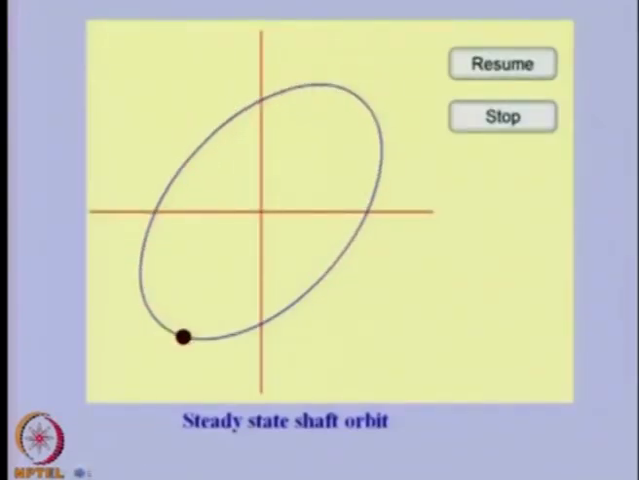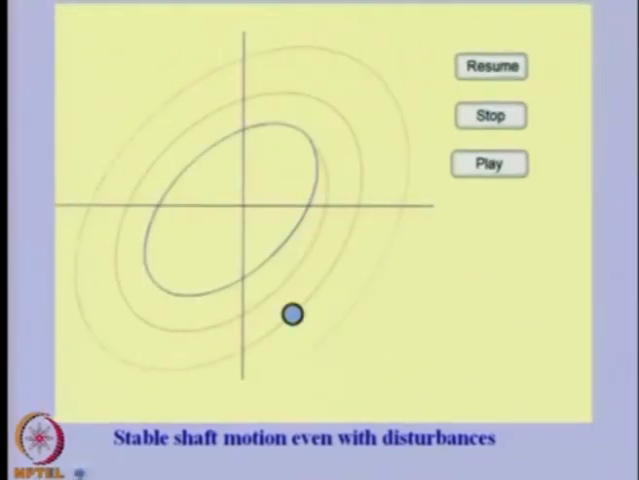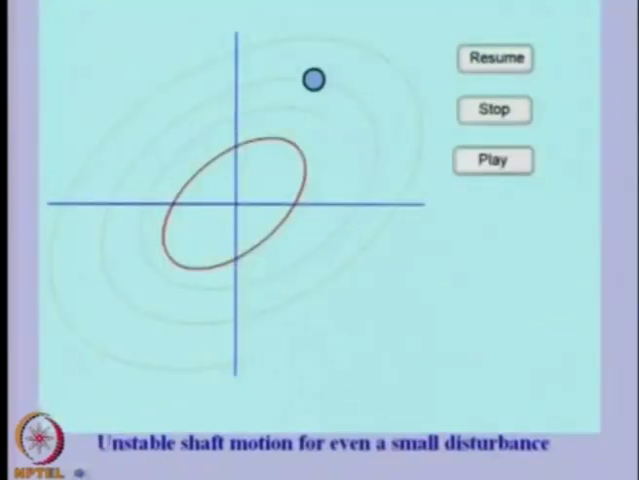This is a perfectly steady state shaft orbit. Now let us see a stable rotor, but we have given some disturbance. After some time it again comes to its original orbit. Here is another, where we have given a disturbance outside, and it is coming back to the actual orbit. So, this is a stable system. This is an unstable system. Once we disturb it, the amplitude increases. You can see.